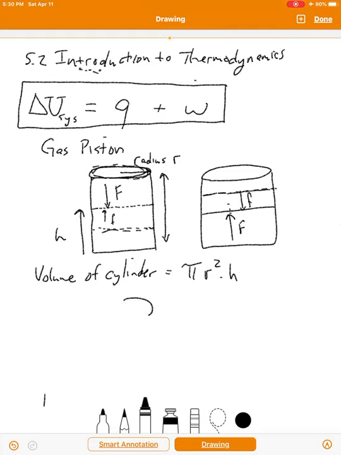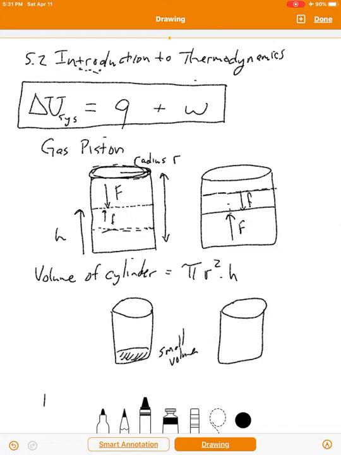So if you start, for example, with the membrane down here, that's a small volume. On the other hand, if there's a mismatch in the forces and the membrane moves up here, now you have a large volume. Okay? So what we'll do in the next section is take a look at how that affects the situation, how that affects energetics.